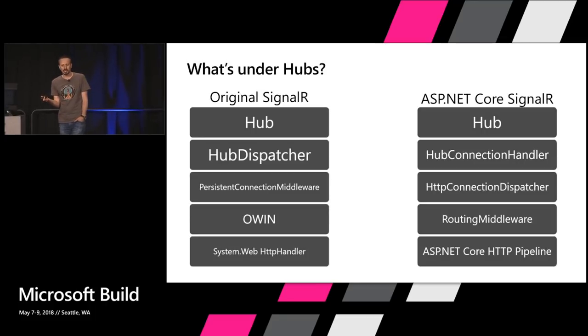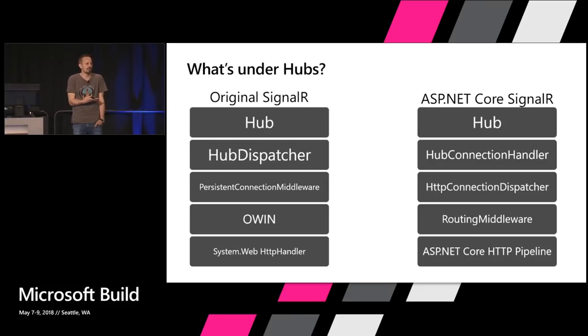With ASP.NET Core, the layering is a little different. You have your hub, and then underneath that, we have a hub connection handler. This is the thing that knows how to handle connections coming in on one side and then dispatch that off by parsing the hub protocol and then dispatching, finding the hub, creating the hub instance, finding the hub method to call, passing all those parameters in. That's all covered by hub connection handler.